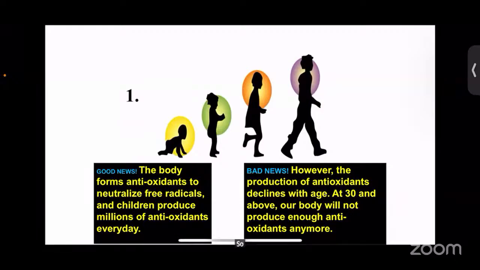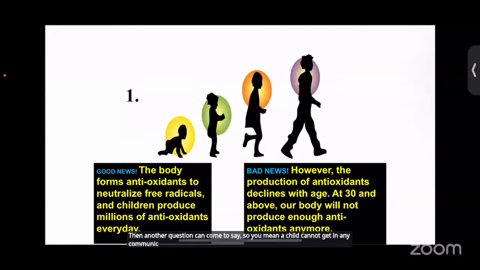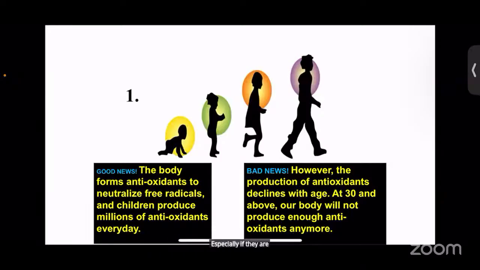So, what does that tell you? It tells you that we need to make sure we outsource the antioxidants if you are 30 years and above. Then another question can come: so you mean a child cannot get a non-communicable disease? Children can also get non-communicable diseases, especially if they are fed on food that contains a lot of free radicals as they are growing.